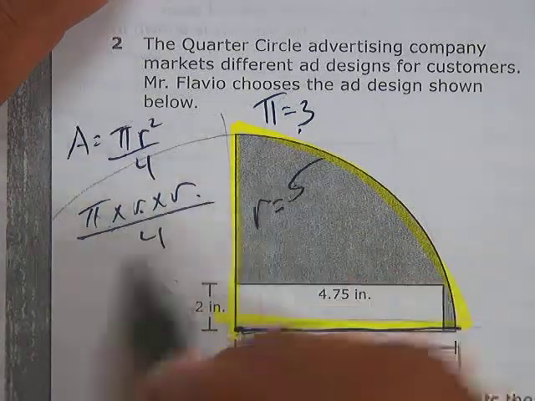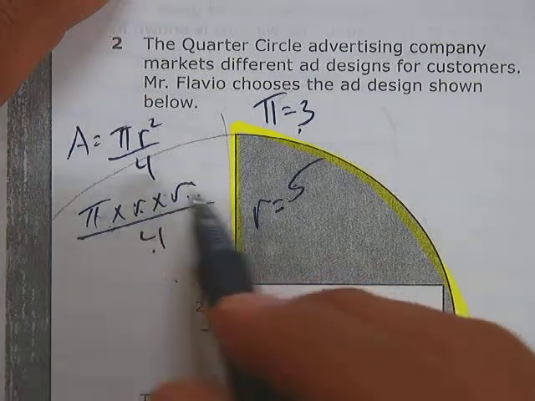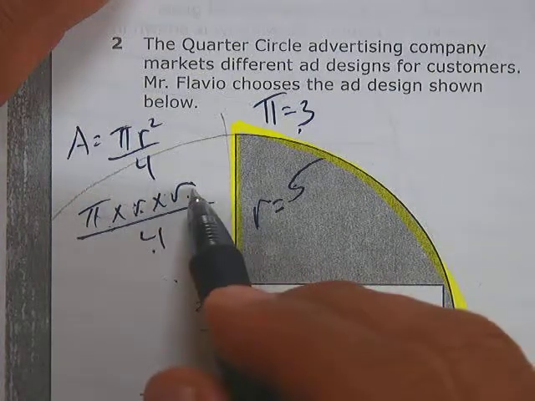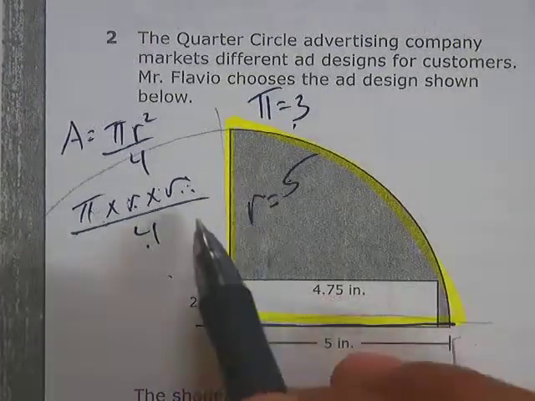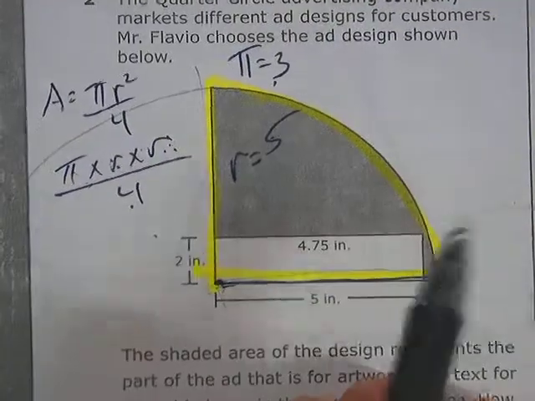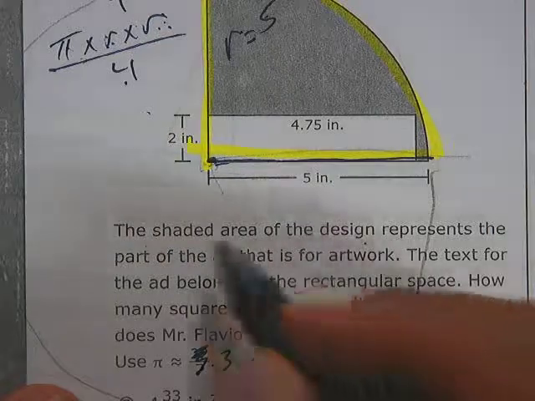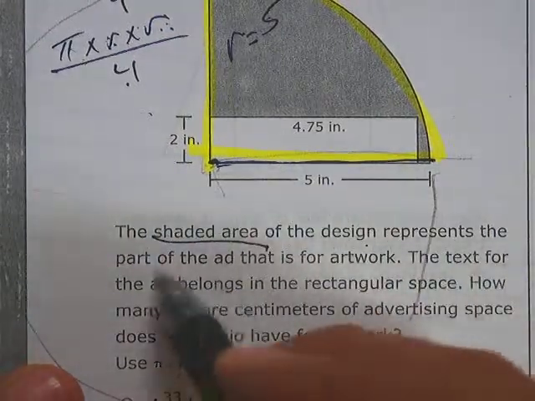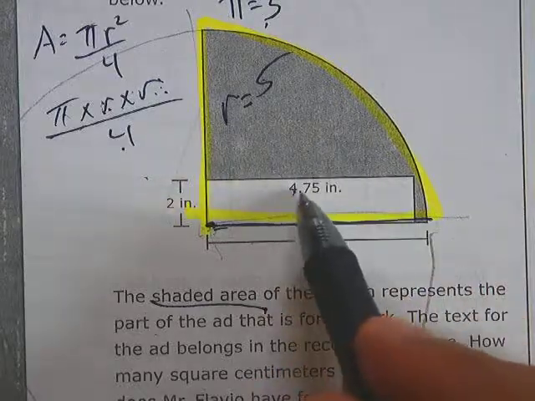And for this example, we're going to use pi as 3. Okay, so pi is 3 times radius, 5, divided by 4. Remember, it's not radius times 2. Radius times radius. So whatever number you put here, you put it again. It has to be the same one. Okay, that'll give you the area of the quarter circle. Now let's see if that's all you have to do.